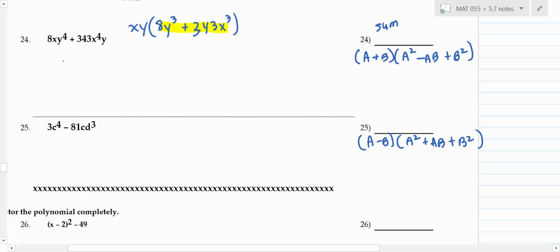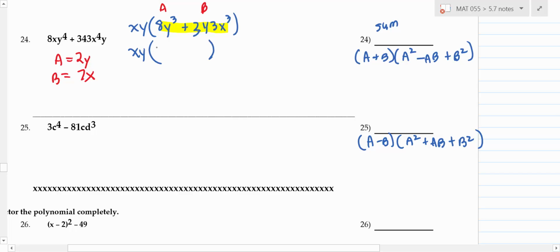So you need to figure out what a and b is. So a in this problem is 2y. Okay, b in this problem is 7x. Everybody understand that? Now you got to probably use your calculator until you get a little bit better skill with these numbers. So now what we do is we follow the formula. So you have xy.